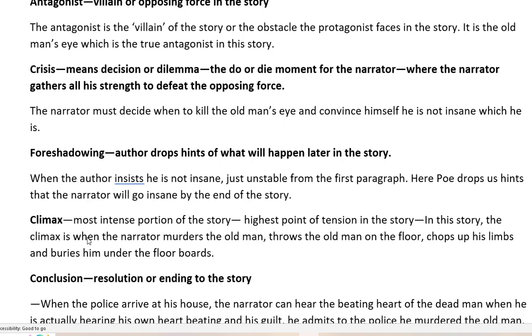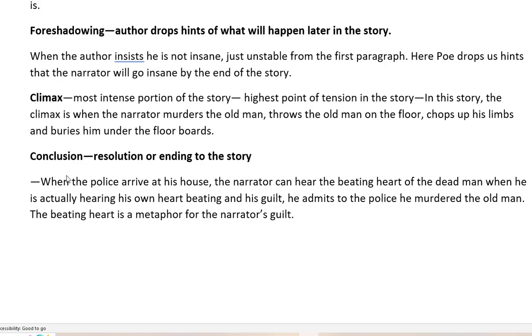The climax is the most intense portion of the story. It is the highest point of tension. So in this story, the climax is when the narrator murders the old man, throws the old man on the floor, chops up his limbs, and buries him under the floorboards. That's the climax. Conclusion is the resolution or ending to the story that gives the reader closure.